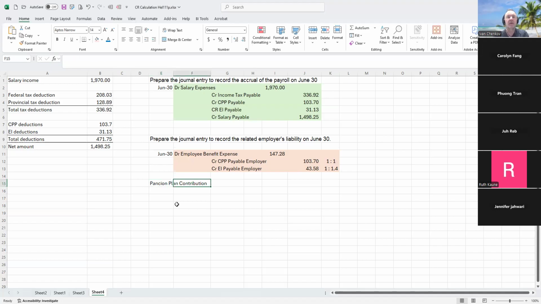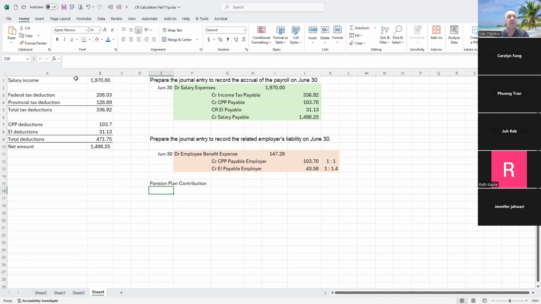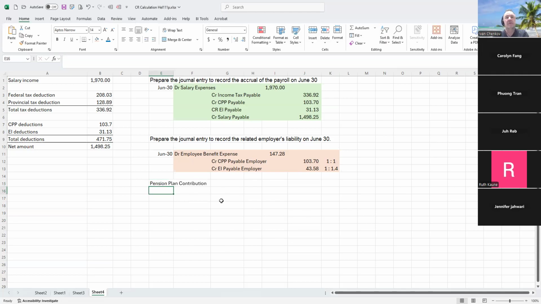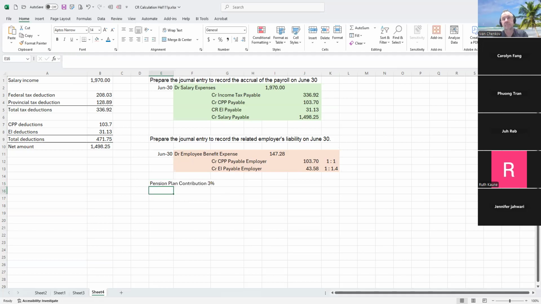Let's say on whatever he pays a pension plan. Let's say the employer pays 3% of the gross amount. How are we going to do this entry? Debit pension expense.